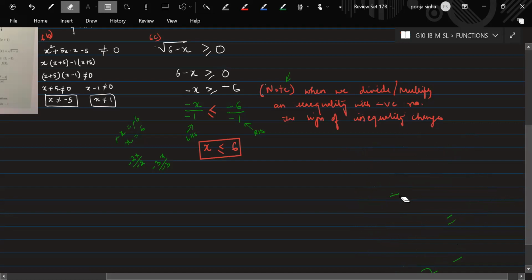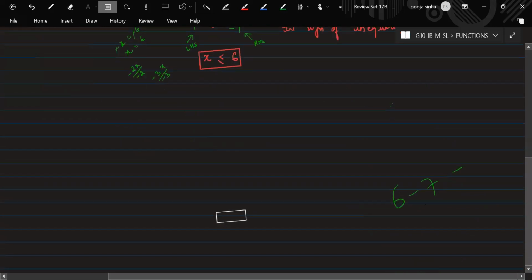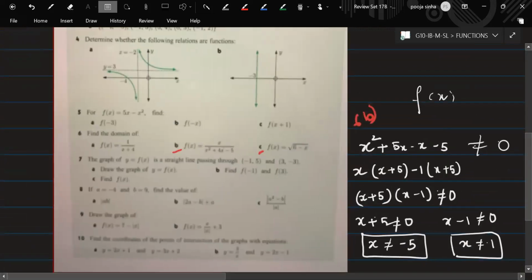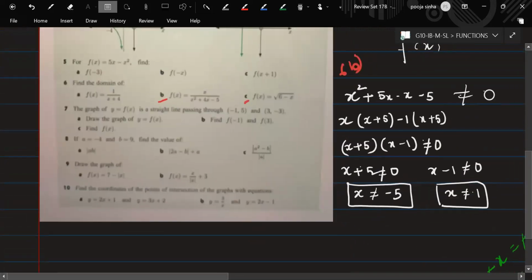Ash, you also got it now? Yes, ma'am. Very good. Okay. So we are done up till here. Then next is drawing the graph. Any problem with graphing? You know how to draw the graph?